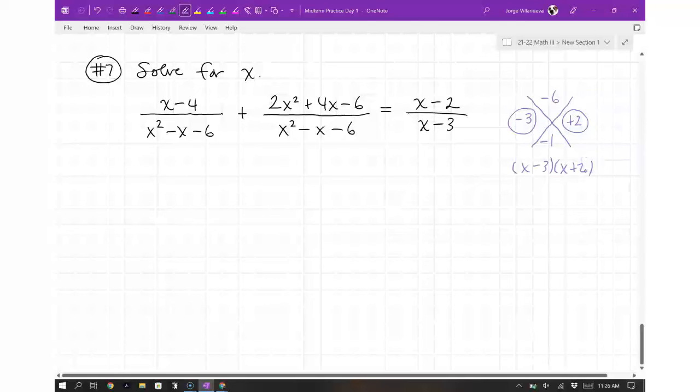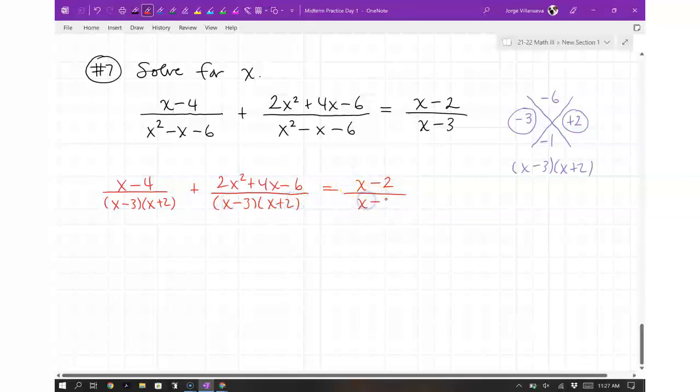I actually made a mistake with the other class and I miscopied something, so I'll make sure I don't do that this time. So let me rewrite this whole problem here, okay? So this is why it takes a while, because there's a lot of times that I'm just going to rewrite stuff. X minus 3, x plus 2 plus 2x squared plus 4x minus 6 over x minus 3, x plus 2 equals x minus 2 over x minus 3.